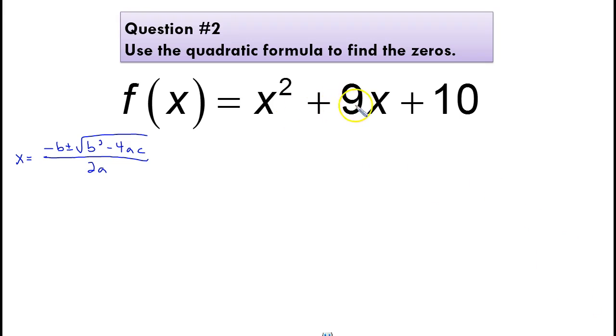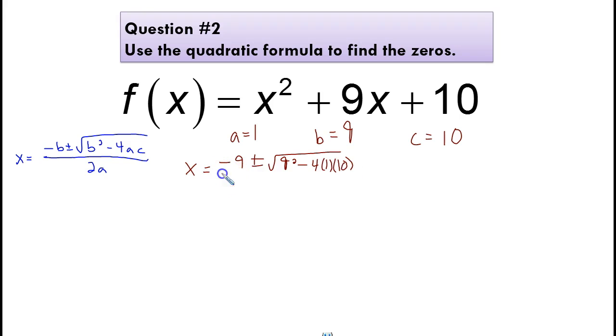Question number 2, we've got x squared plus 9x plus 10. It is in descending order already, so I can identify my a, b, and c, and then I'm going to plug those into the formula. So x is going to be negative b, which is negative 9, plus or minus the square root of 9 squared, because b squared is 9 squared here, minus 4 times a, which is 1, times c, which is 10, all over 2 times a, which is 2 times 1.